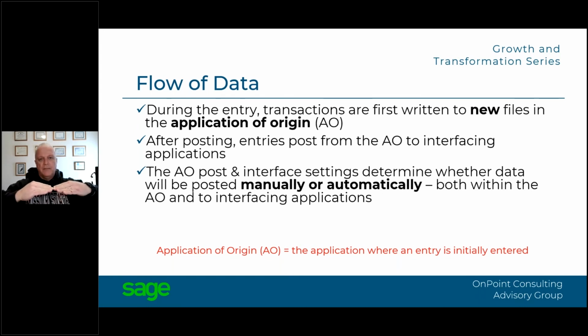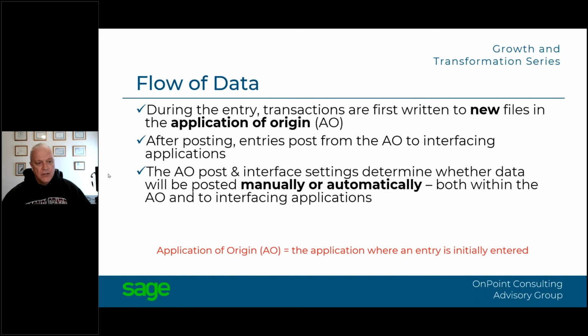And the act of posting also created and sent entries to interfacing modules. So obviously you've created entries in general ledger and job cost. Those entries flow to the new files in general ledger and to the new files in job cost.